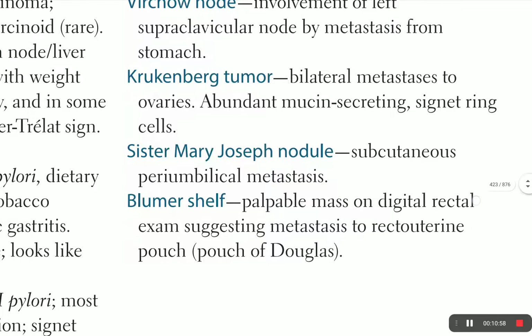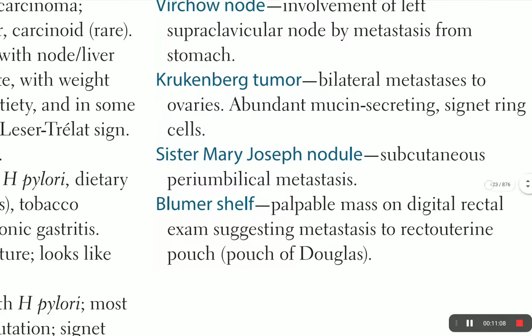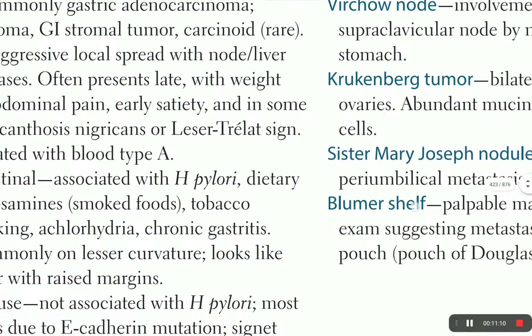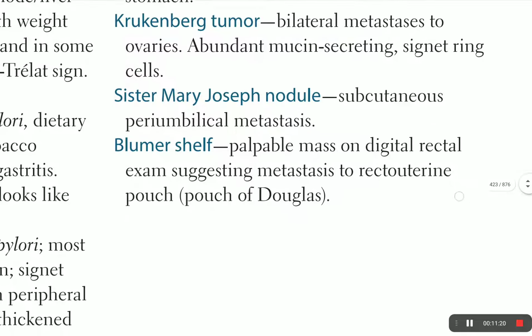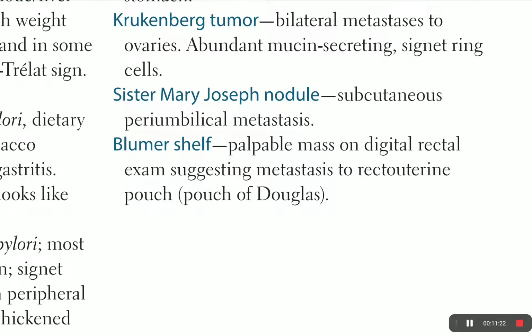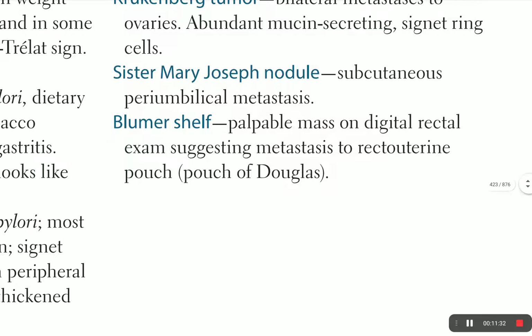Krukenberg tumor: bilateral metastasis to the ovary, with abundant mucin-secreting signet ring cells. Also we have a signet ring cell here in this image, with the nucleus at the periphery. Sister Mary Joseph nodule: subcutaneous para-umbilical metastasis. Blumer shelf: a palpable mass on digital rectal exam suggesting metastasis to the recto-uterine pouch of Douglas.